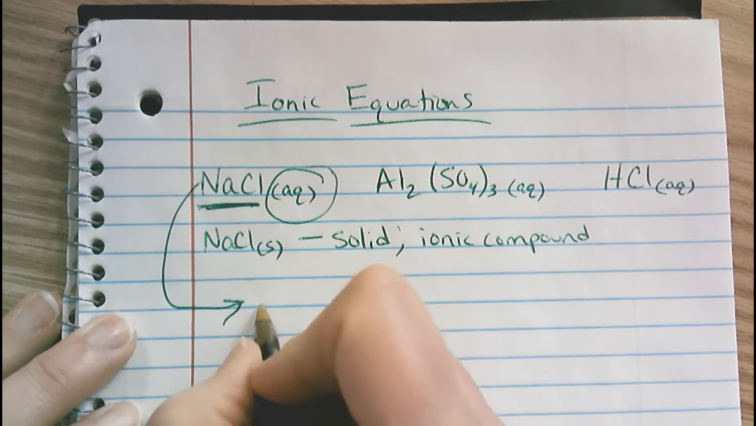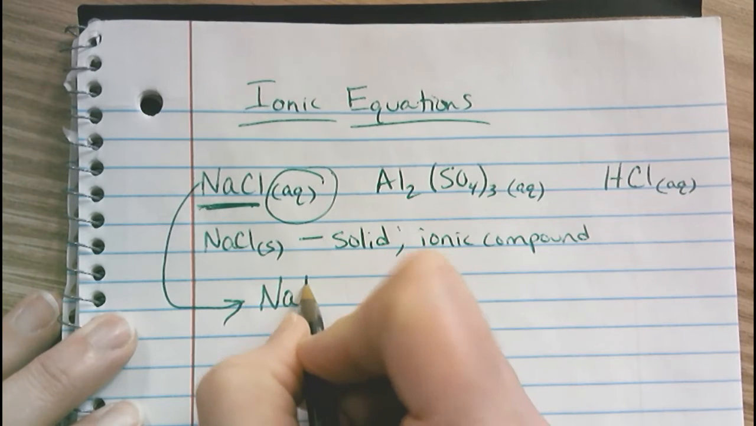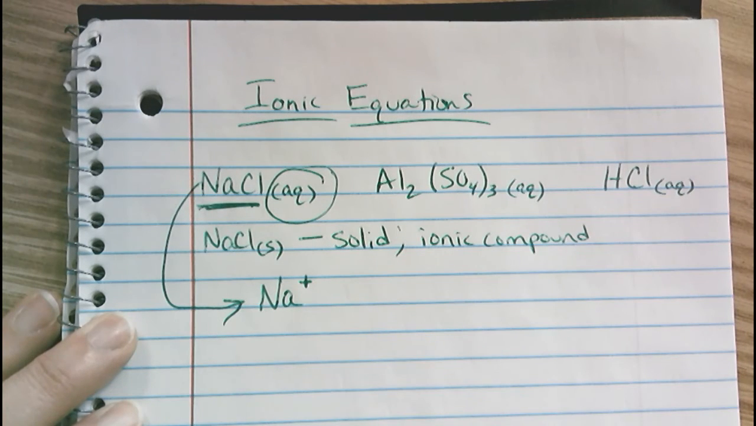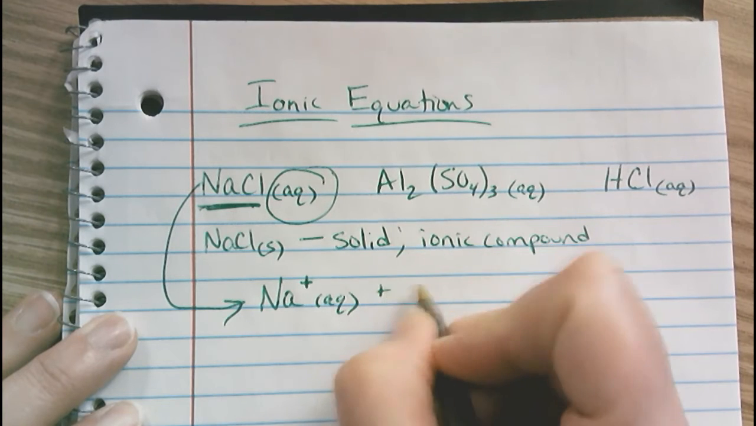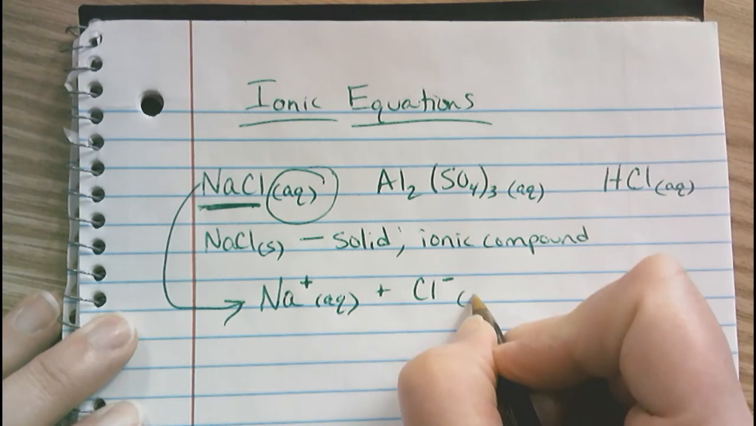But if it's written aqueous, then we don't actually have any sodium chloride salt around. The ions dissociate. So what we really have is a sodium ion. This has to be aqueous. And we have chloride ion. This has to be aqueous.